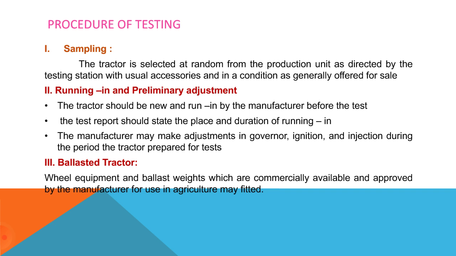Next is ballasted tractors. Most manufacturers will provide some ballasting unit along with the tractor, which is commercially available and of a commercial standard, so that it can be approved. He can also give that along with the testing sample. That is a ballasted tractor.